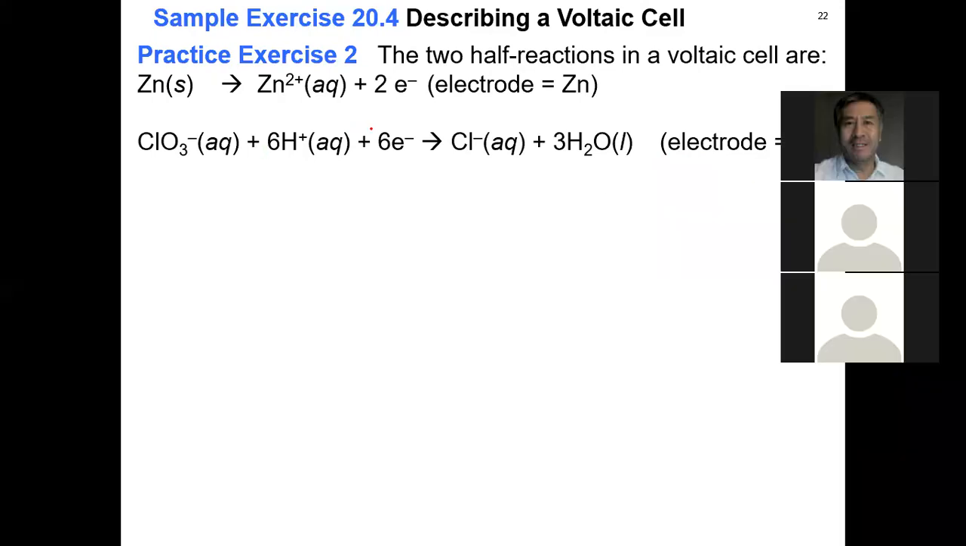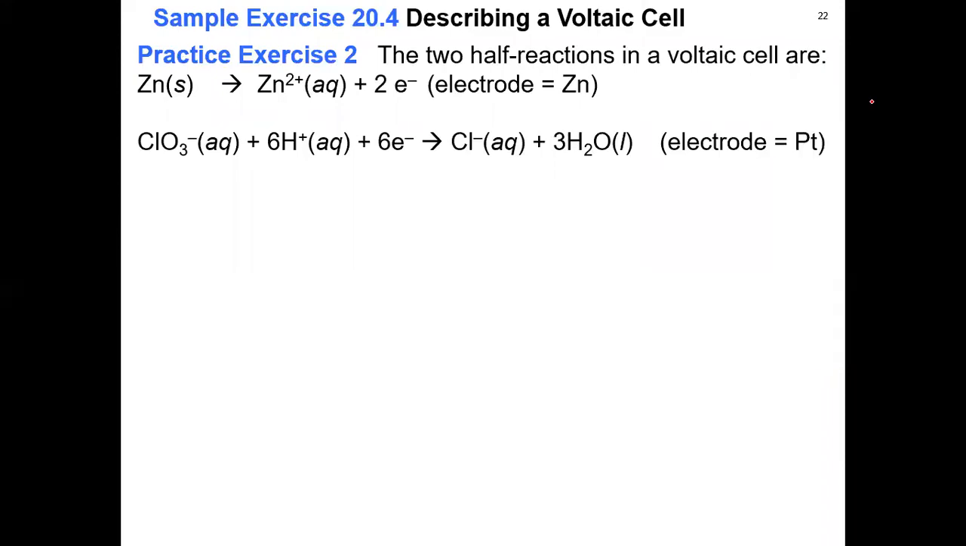In the first half reaction, we use the zinc metal because zinc is in the chemical reaction, so we don't have to use other metals. In the second half reaction, you can see in the equation all the substances and ions are not solid, not metal.